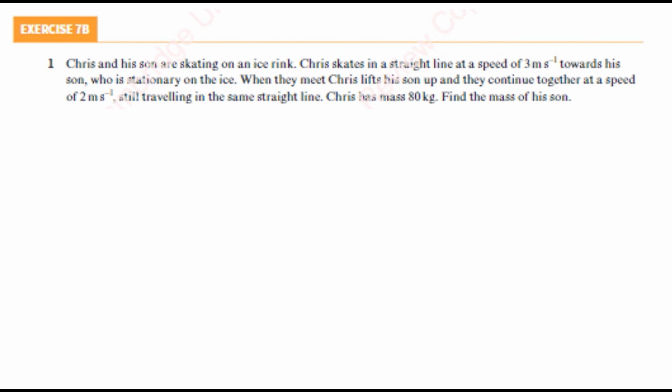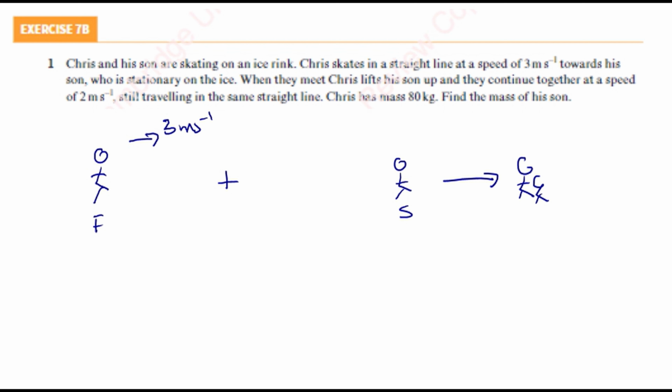Okay, so we have the father and the son, and the son is stationary. Chris is skating towards him at 3 meters per second. When they meet, Chris lifts up his son and they continue together. So he's skating towards the son, and once he reaches his son, they then move off together. So they're one unit and they're moving in the same direction.